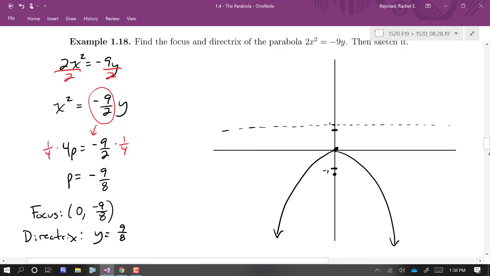So that's fun. If the vertex is at the origin, we know how it works. If it's in standard form, we know how to pick out what the focus and the directrix are and how it should look.